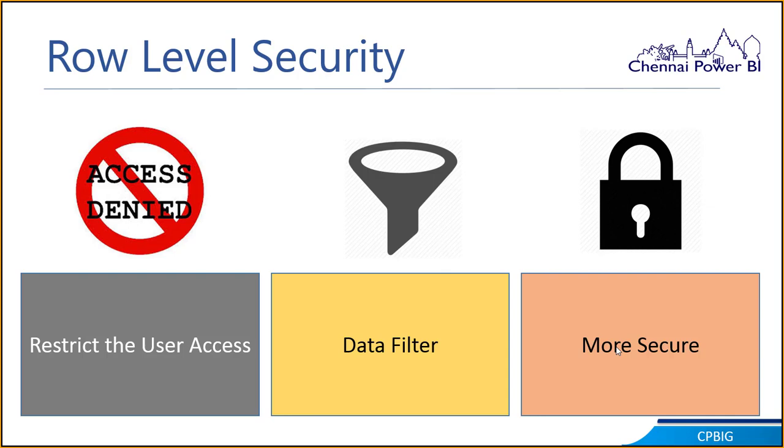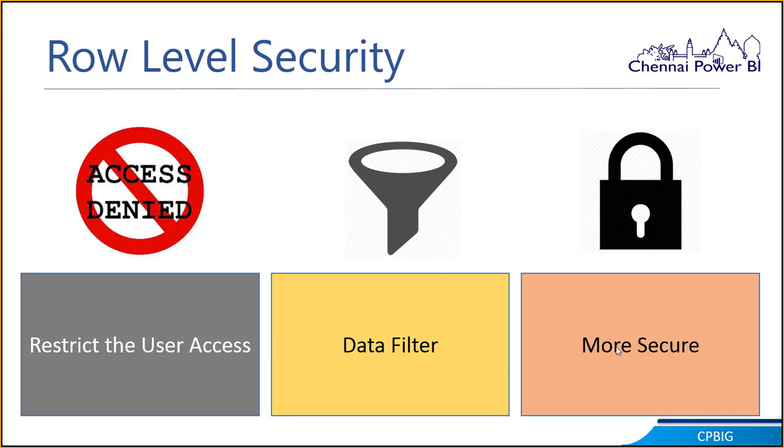For example, if there is an organization where they have 100 managers and 1,000 employees, and each manager may have 10 or 15 or so employees, if they want to see a report of their team only, they can access the same report, one single report, and they will see only the relevant data that belongs to them.